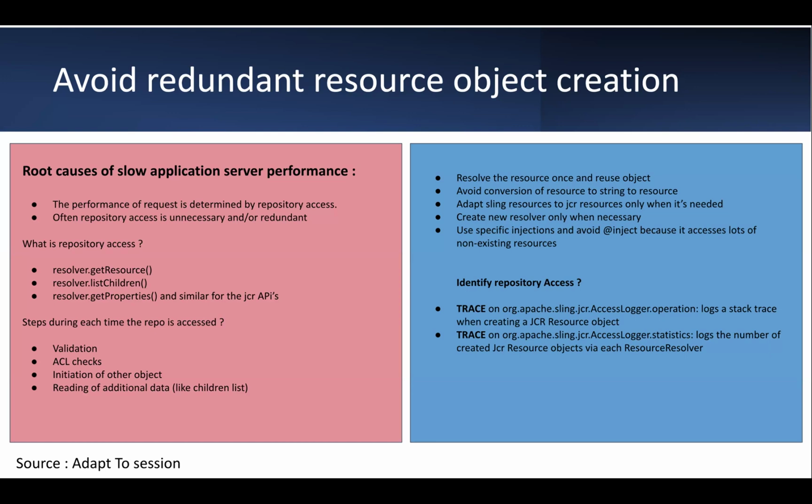Now the question comes: okay, we got to know what the issues are, that the issue is repository access. We know how to resolve it, but how do we get to know how many times our repository is getting accessed? For that, we have ways. We can create a logger for access logger.operation, which will show you a stack trace wherever you are creating a JCR resource object. Also, you can create a logger for access logger.statistics, which will log the number of created JCR objects using the resources on it. I think this will really help you out, so be mindful whenever you are doing repository accesses, and think through whether you can avoid it, or whether it is really necessary.